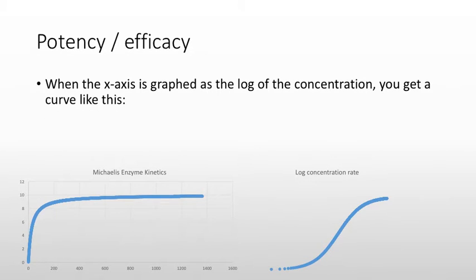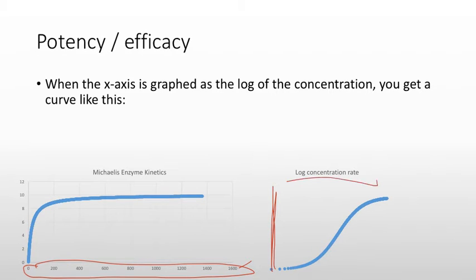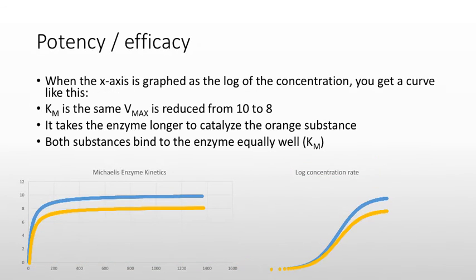Now in this, I've changed this graph, and what I've done is I've kept the V, the velocity of the reaction, the same. What I've done is I've taken the x-axis and converted it into the log of the x-axis. So you remember the x-axis represents the concentration, the y-axis is the reaction rate. So this is a log concentration graph. Here I've shown two graphs where the Vmax has been reduced, but the Km is the same.